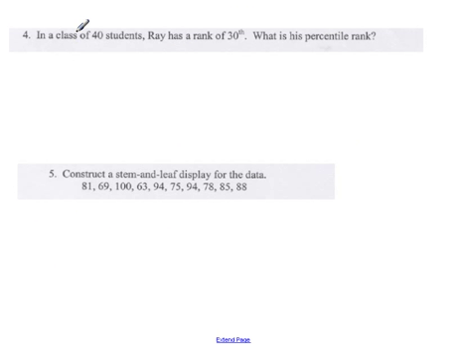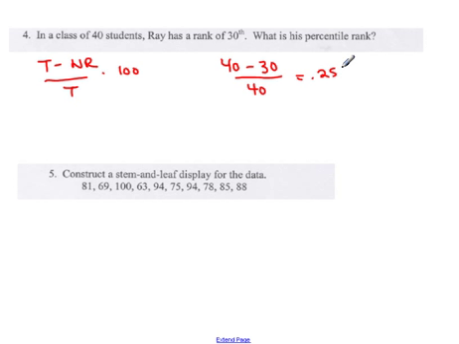Problem number 4. In a class of 40 students, Ray has a rank of 30th. What is his percentile rank? We found the formula in the last problem. It was total minus numerical rank divided by total times 100. So the total here is 40 minus the numerical rank of 30 divided by the total 40. And when you do that, you're going to get 10 over 40, which is the decimal 0.25. Multiply that by 100, and you get his percentile rank as 25th percent, or again, you could write it as 25%, either way.